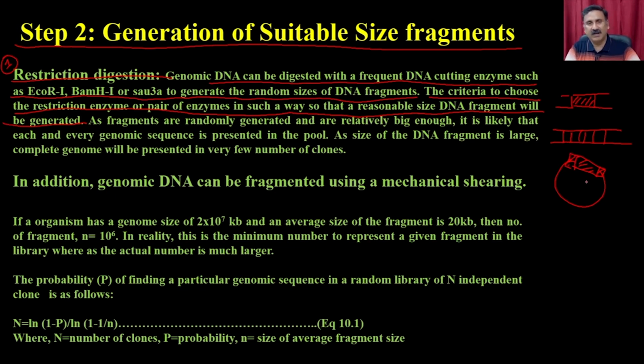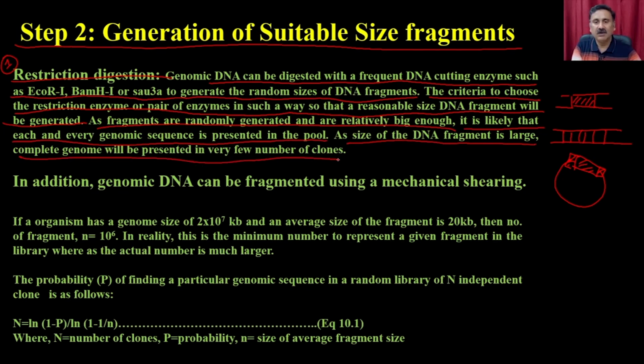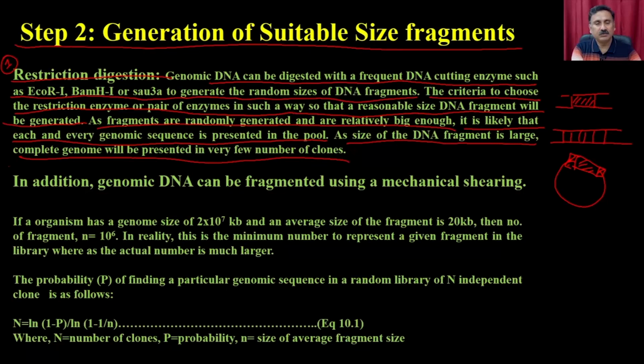So it may have the fragments of other genes, but at least it should have one gene. It should not have 4, 5 or 6 or more genes. That's why you have to generate fragments which are reliable and relatively big enough. It is likely that each and every genomic sequence is represented in the pool. As the size of the DNA fragment is large, the complete genome will be presented in very few clones, which means the clone number should be very high so that it represents all the genes present in that particular genome. So that is method number 1, where you do the restriction digestion.